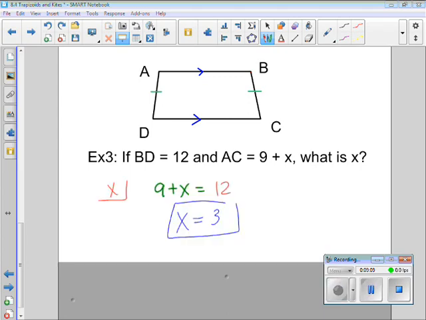Hopefully that didn't take you too long. Diagonals are congruent, so I set them equal to each other. And we have that equation. So basically, remember, the diagonals are these lengths, right?